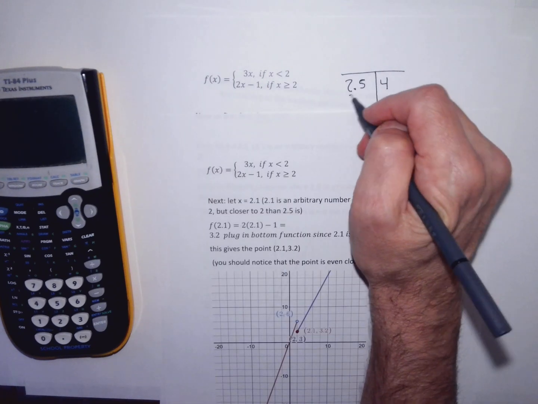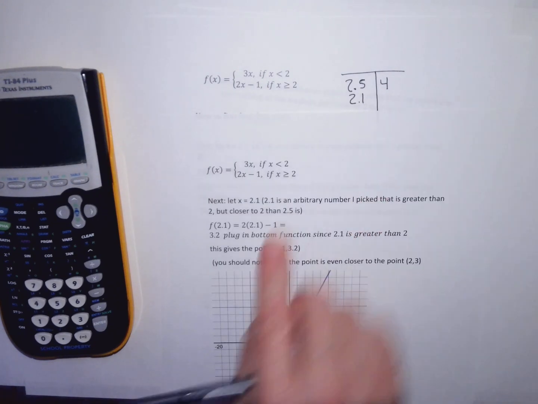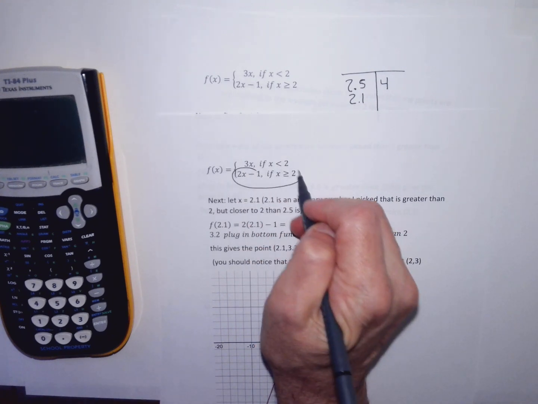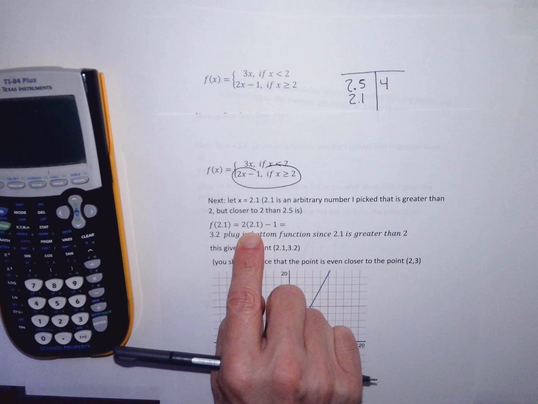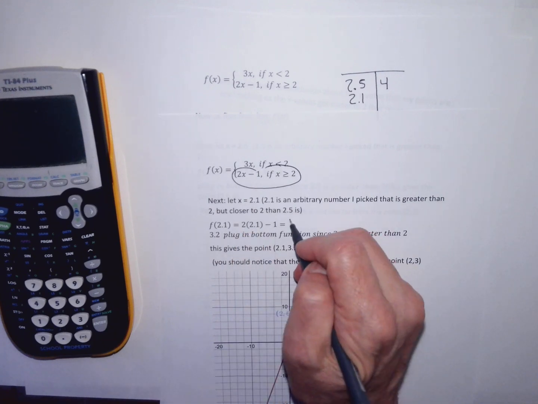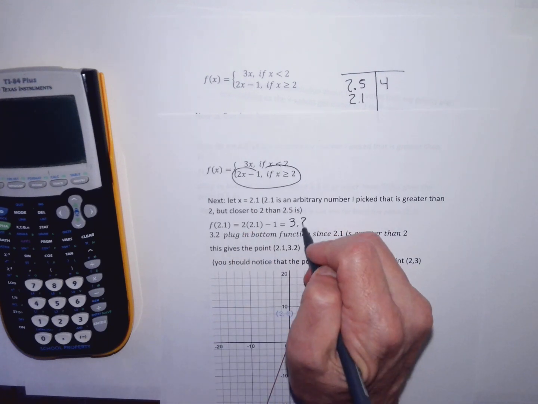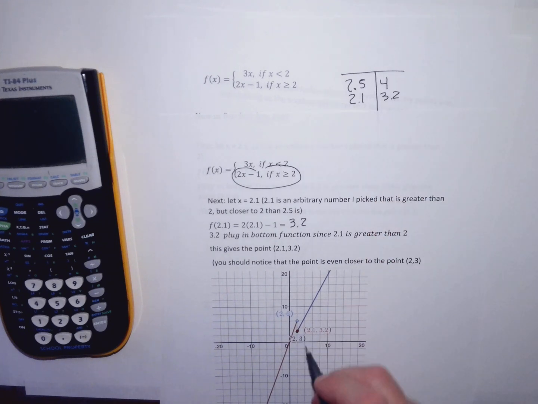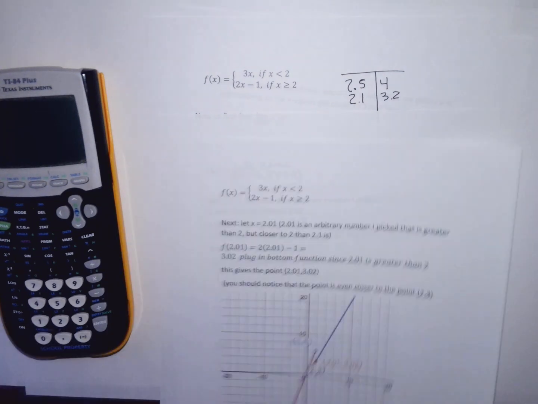And then on this screen I plug in 2.1. Similarly, when I plug in 2.1, because 2.1 is bigger than 2, I plug it into the bottom function, and apparently if you do the math on your calculator, you get 3.2. And that point is almost already on the 3. I'm already comfortable enough to say I believe that the right-hand limit is 3, but I don't have to commit to that yet. I can continue to go.